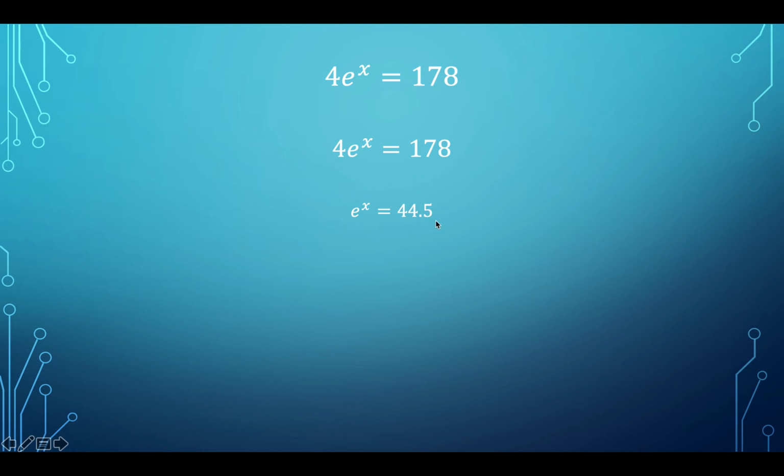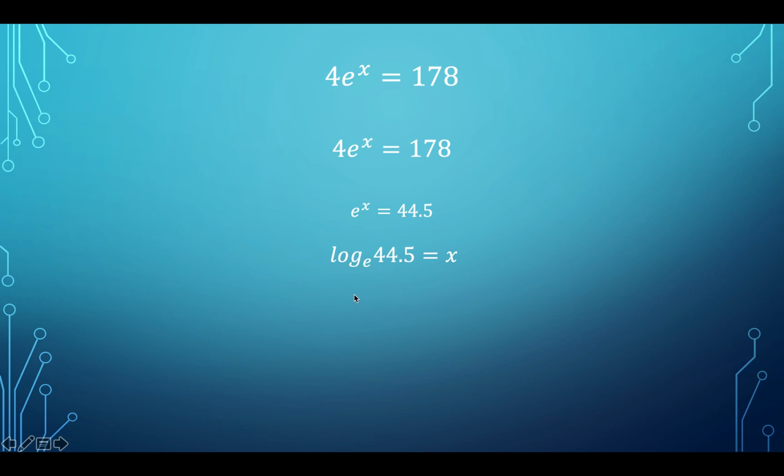Now we know how to set this one up. Now we could put this into log form. So we do base, exponent, answer. Log base e of 44.5 is equal to x. We're looking for x, so we need to solve this log.